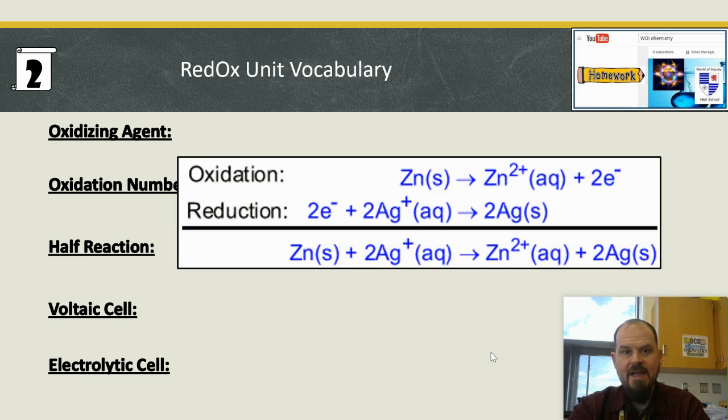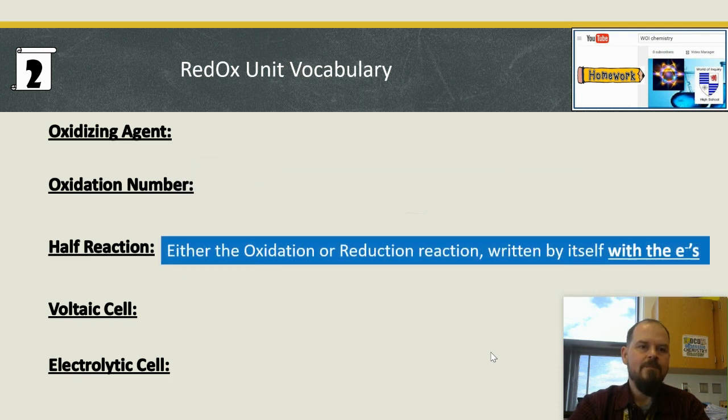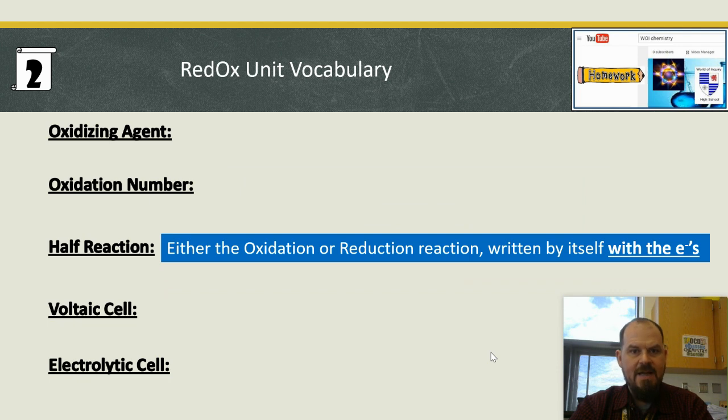Half reaction. Here are 2 of them. Here's the oxidation half reaction. Here's the reduction half reaction. If you take the 2 reactions, put them together, you got the full-fledged reaction. Beautiful. Half reaction is either the oxidation or reduction reaction written by itself with the electrons involved. That's the key part there, where we don't put the electrons themselves in the balanced chemical equation because one's going to gain 2, the other's going to lose 2, so they kind of cancel out. We don't usually keep track of the electrons within the balanced chemical equation.